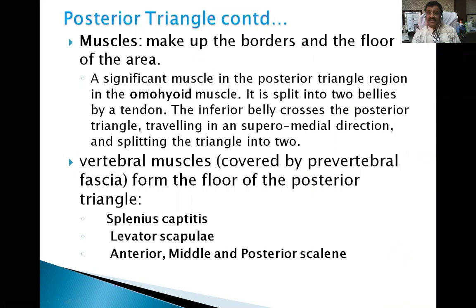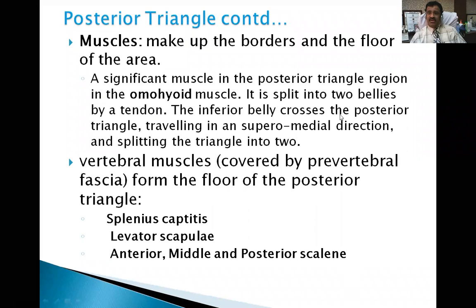A significant muscle in the posterior triangle is the omohyoid. I told you omohyoid means going from scapula to hyoid. So omo is the other name for the scapula. It is split into two bellies, so it is going up in terms of two bellies, and there is a tendon in between. It's called intertendinous. In between the two bellies there is a tendon.